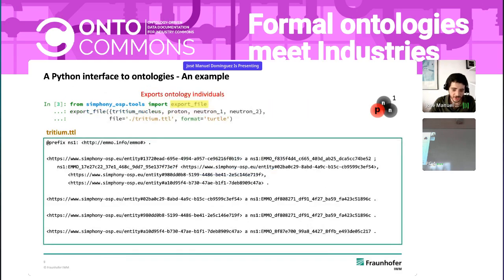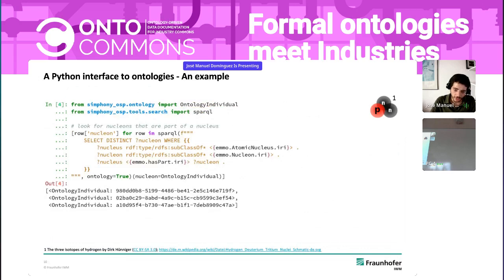The only remaining part, and this is also to emphasize the RDF compatibility, would be to export what we created to an RDF file. For this, there is also a tool in Symphony, this export file function, and you can choose what to export, what file you want, what format, and then you get the RDF representation of this assertional knowledge.